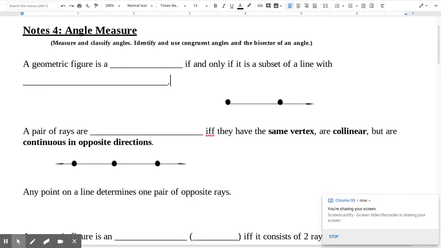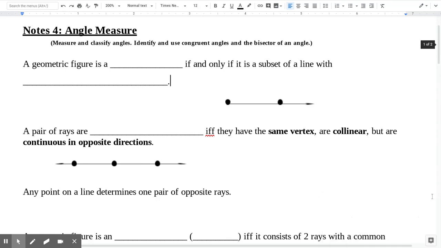In this video, we are going to discuss angle measure as well as what makes up an angle. And so to start talking about angles, we need to think about how they are made, what components they have. So we need to talk about a geometric figure in particular called a ray.